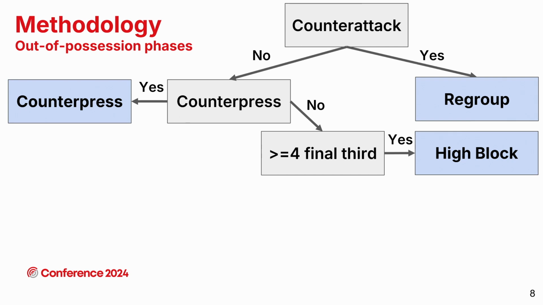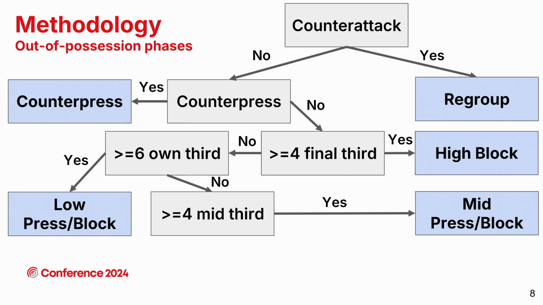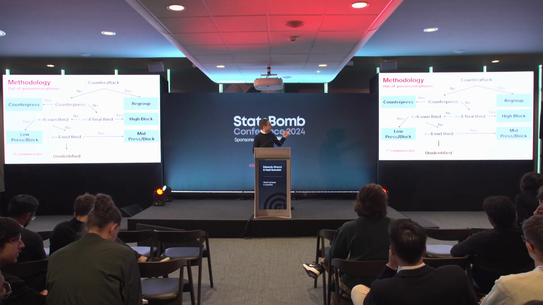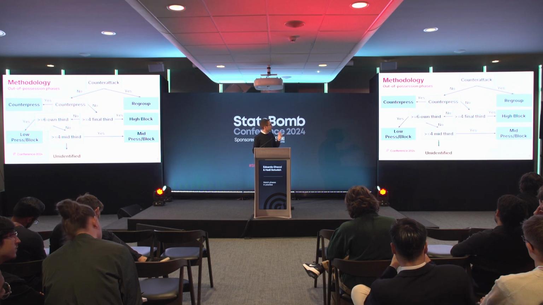So for example, if we have at least 4 players in the attacking third, then the out-of-possession team is in a high block. Else, if we have at least 6 players in the own third, then the out-of-possession team is in either low press or low block, depending on a pressing action being recorded in StatsBomb's event data. Else, if we have at least 4 players in the middle of the pitch, then the out-of-possession phase is in either mid-press or mid-block, again, depending on a pressing action being recorded. Else, if none of these above rules apply, then we label the phase as unidentified.